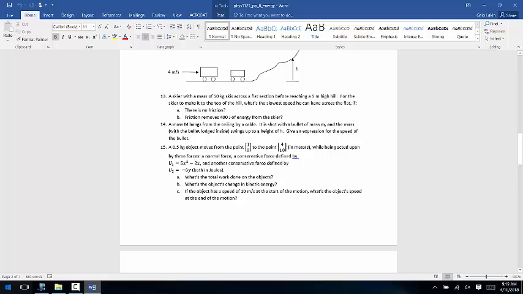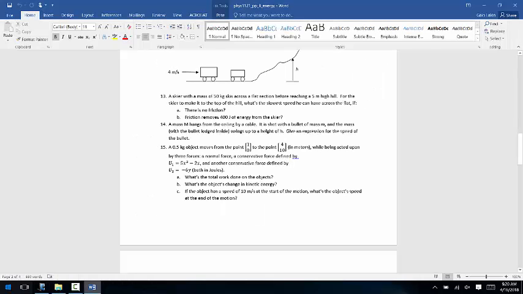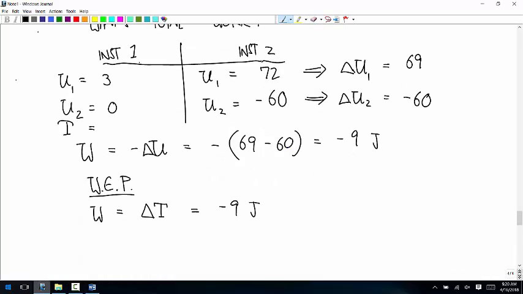And then the last one, if it has a speed of 10 meters per second at the start of the motion, I think this is the one that we find out is impossible, but let's see, what's the object's speed at the end of the motion? So let's go back to this table. The kinetic energy at the start, it has a mass of 0.5 kilograms. At the start, it's moving 10 meters per second. So this is 1/2 times 0.5 times 10 squared. So that's 25.